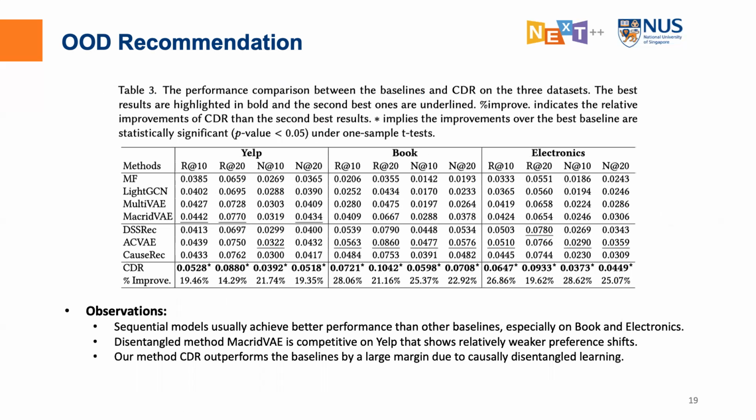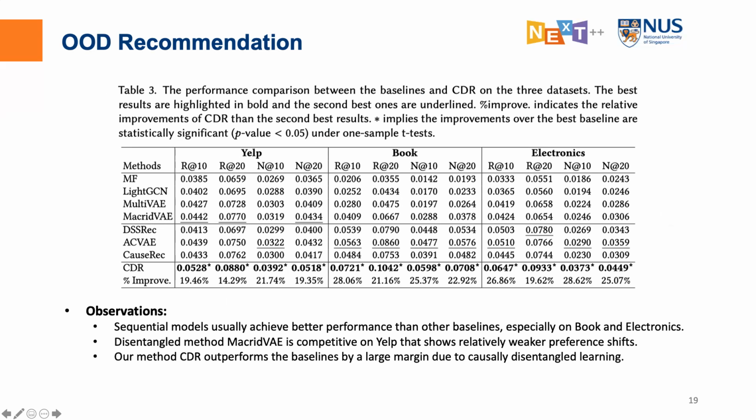Okay. So these are some results. We can find that these are some sequential models, these are some disentangled models, and some regular recommenders. And our method can achieve large improvements over these users with large shifts. We can find that our method can perform better than the baselines by a large margin.